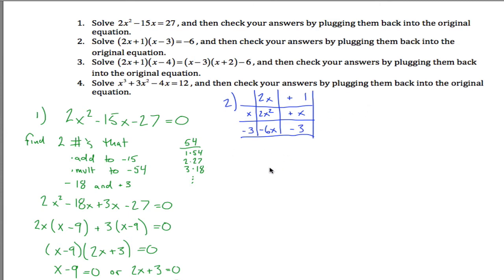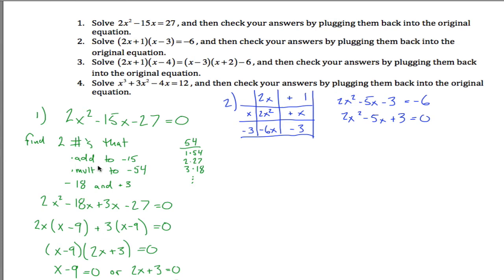So really what question 2 is saying is 2x squared minus 5x, I get minus 6 and plus 1, minus 3 equals negative 6. So I could set it equal to 0 by adding 3 to both sides. I get 2x squared minus 5x plus 3 equals 0.